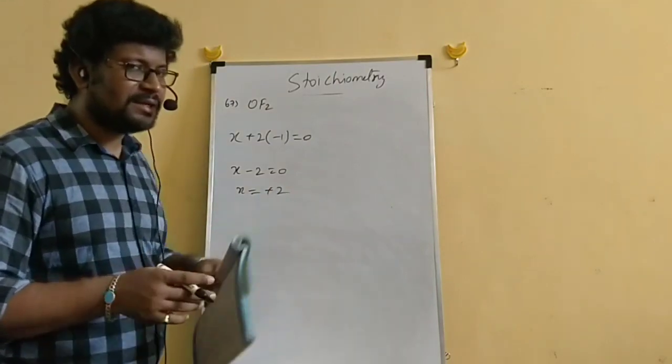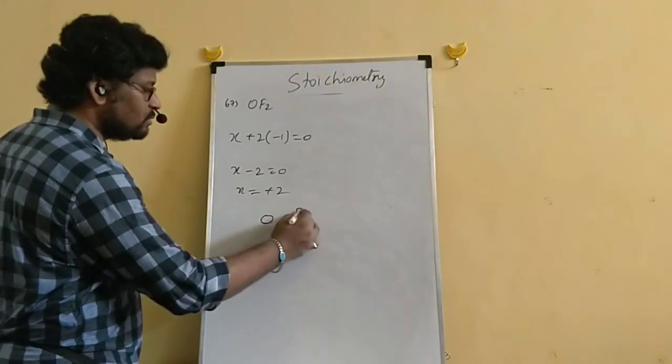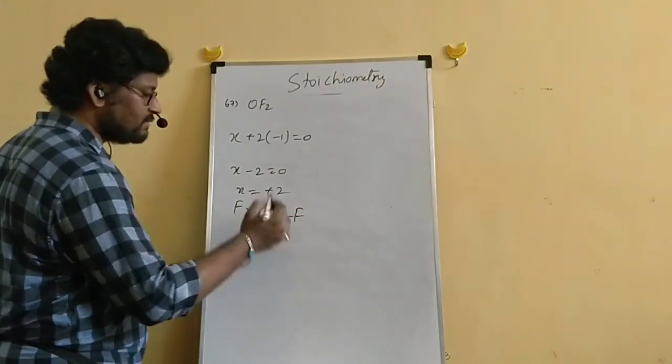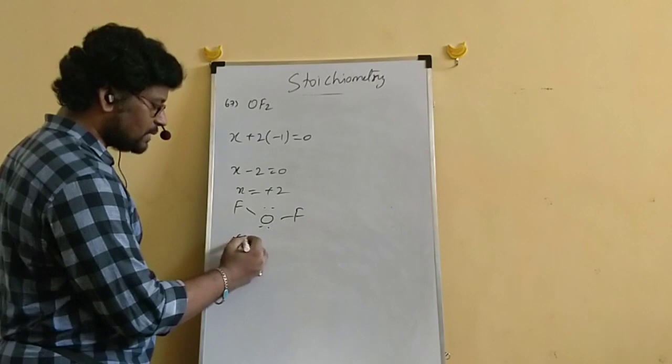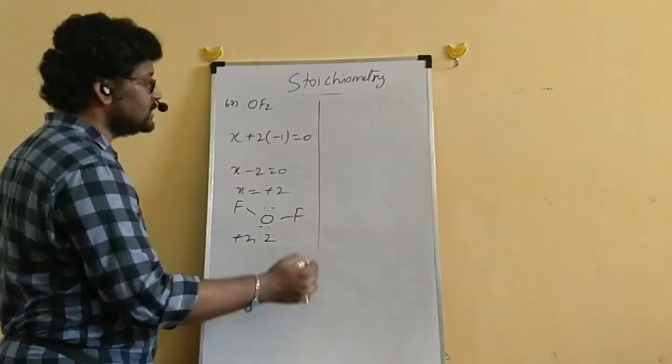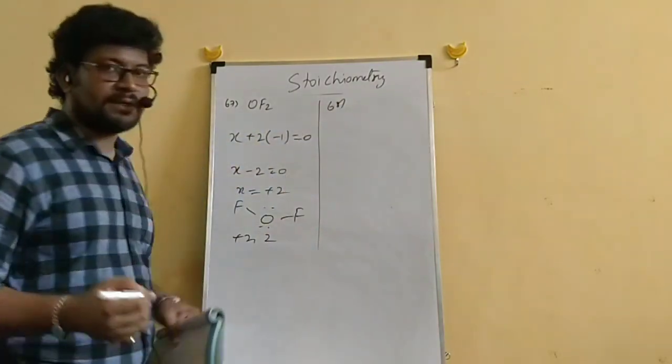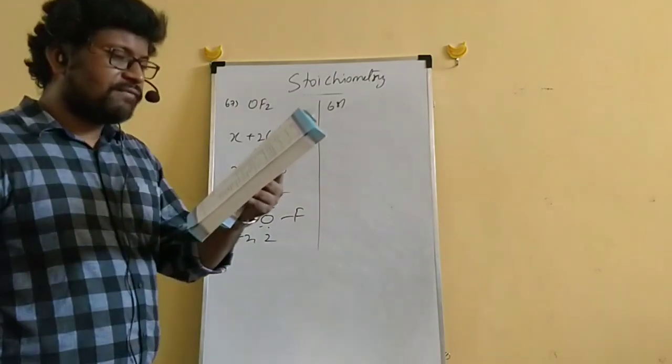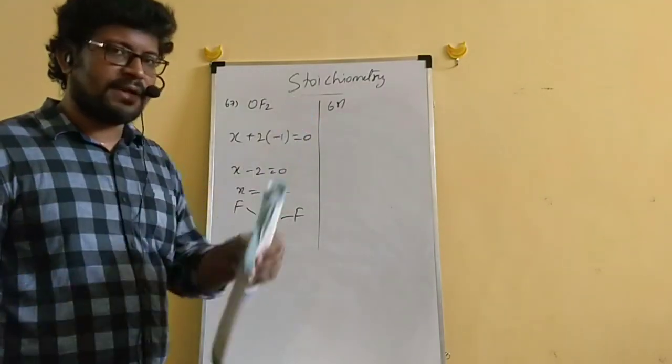Valency is also 2 only, because O is bonded with 2 fluorines, with 2 lone pairs of electrons. Valency is also 2. So the option is plus 2 comma 2. This is 67. Now the 68th one: in which of the following is the oxidation state of chlorine plus 5?